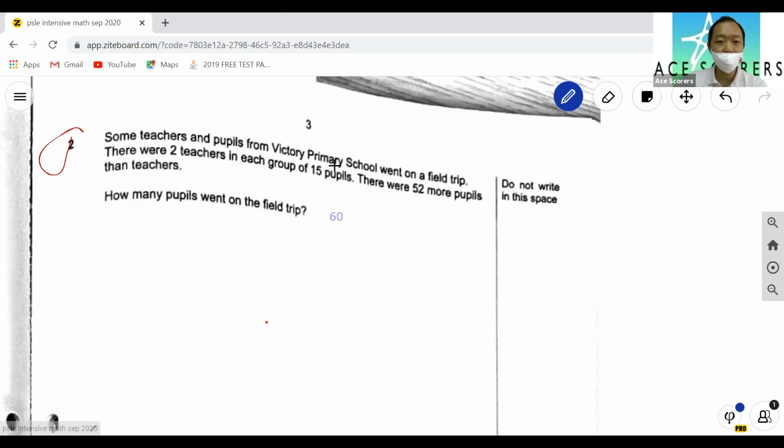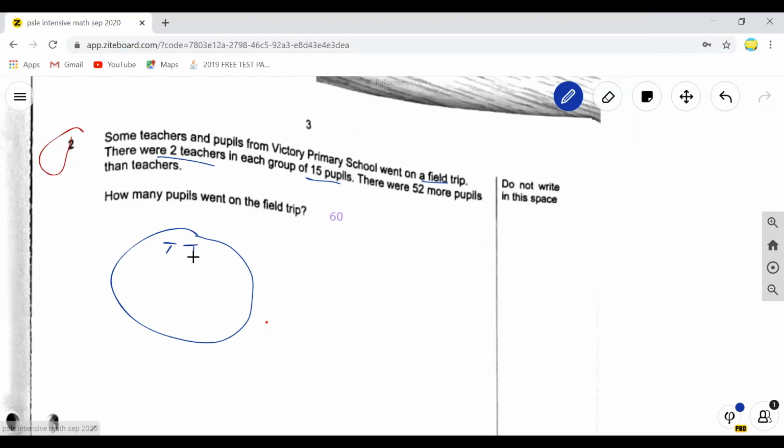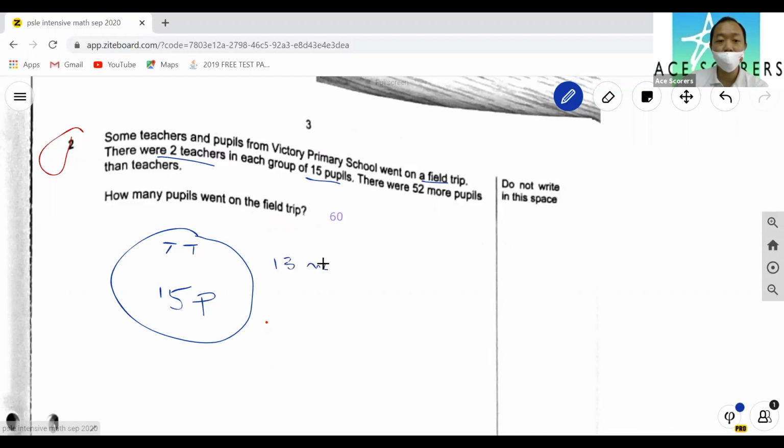Some teachers and pupils went on a field trip. There were 2 teachers in each group of 15 pupils. How many more pupils are there than teachers in one group? One group has 15 pupils and 2 teachers, so in every group there are 13 more pupils.